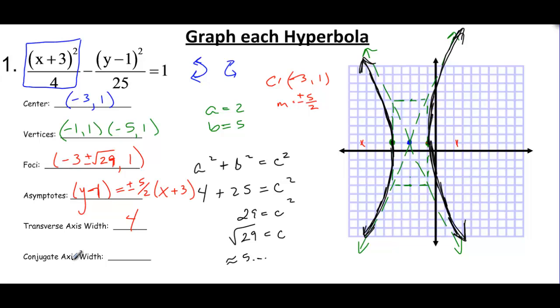Conjugate axis is the other width, which in terms of our ellipse would have been our co-vertices. But the big thing with an ellipse, we had major and minor. Major was bigger, minor was smaller. That's not the case here. It doesn't matter which one's bigger or smaller. Transverse axis connects the vertices. The conjugate axis is the one that connects the other 2 points for the rectangle. So I went up 5 and down 5, so that's a value of 10.